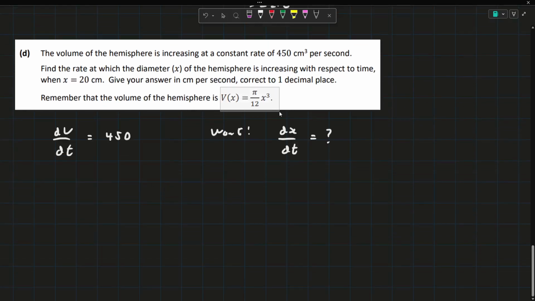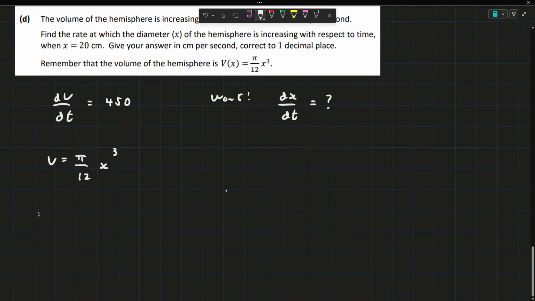And we know they told us this equation, and they told us that for a good reason. So let's just differentiate this. We know that V is equal to pi over 12 x cubed, or V of x, doesn't really matter. When we differentiate both sides, we can get dV over dx equals, bring the 3 down, and what we'll get is pi over 4 x squared. Again, that's just because 3 over 12 is the same as 1 over 4. So we get pi over 4 x squared.